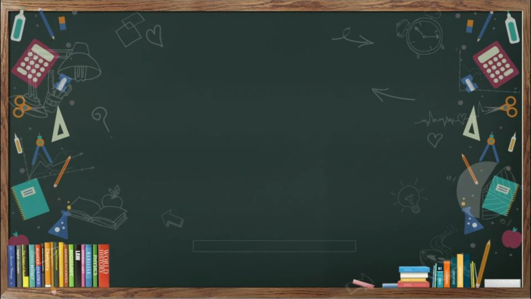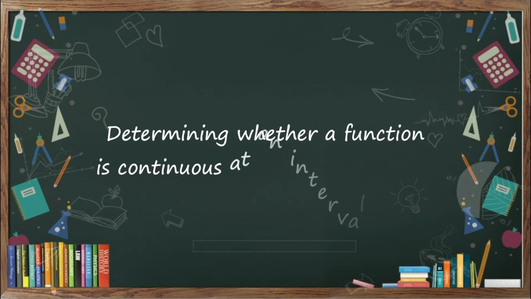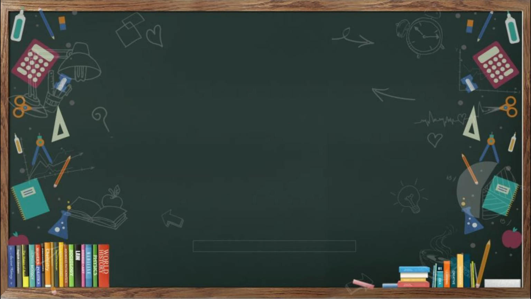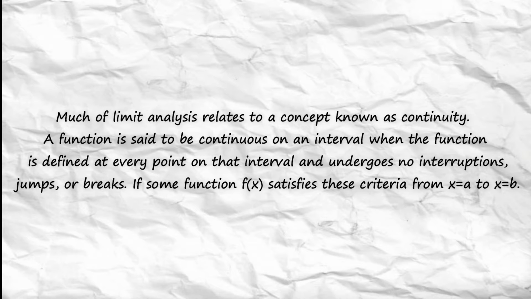For this discussion, we will learn how to determine whether a function is continuous on an interval or not. Much of limit analysis relates to a concept known as continuity. A function is said to be continuous on an interval when the function is defined at every point on that interval and undergoes no interruptions, jumps, or breaks.